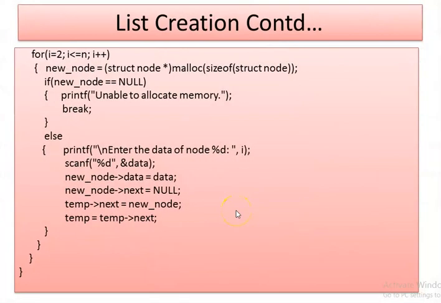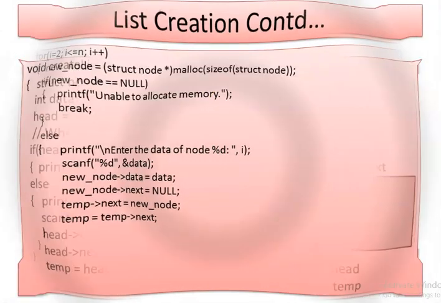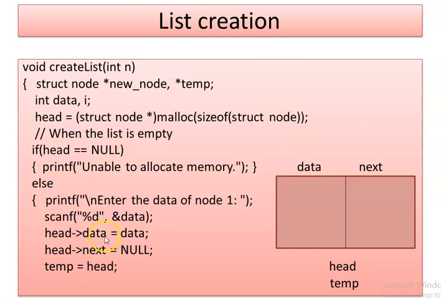So already one node is created. We have to create 4 nodes. So 4 is the value of n. We are varying I from 2 to n. 1 is already created. Actually, if there are 4 nodes, we have to run this loop 4 times, as 1 is already created in the previous slide. 1 is already created here. So we have to create 3 more nodes now.